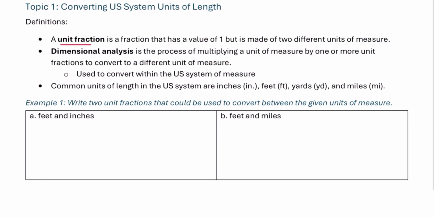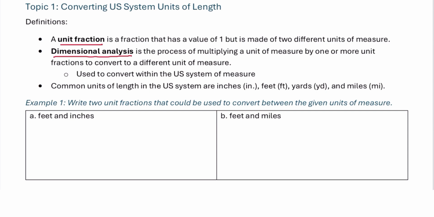A unit fraction is a fraction that has a value of 1 but is made of two different units of measure. Dimensional analysis is the process of multiplying a unit of measure by one or more unit fractions to convert to a different unit of measure. We use this to convert within the US system of measure.